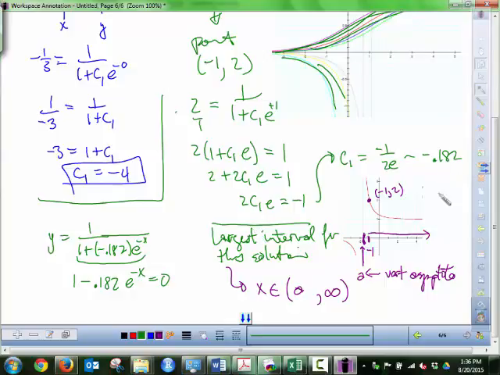Well, C1 was arbitrary, but now we're focused on one particular solution where C1 was equal to this. So if I was looking at this problem over here where C1 was equal to negative 4, that's a different problem. And that has a different discontinuity. Yes? Vertical asymptote.